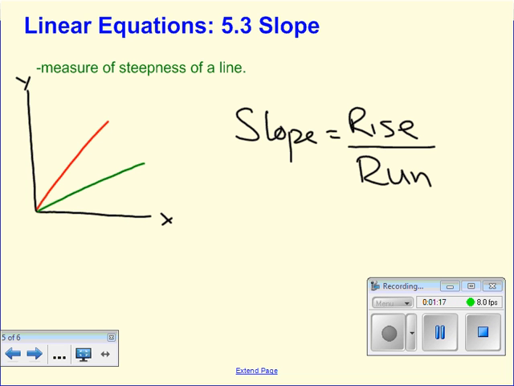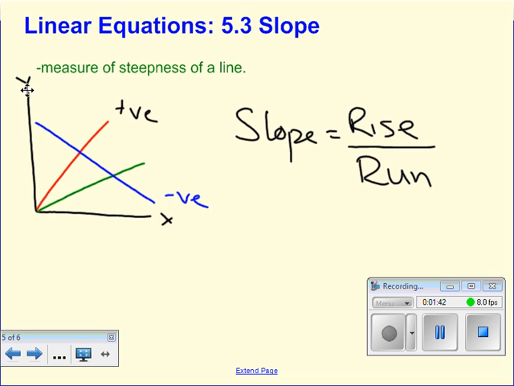Slopes that go up and to the right, these guys are positive. Any slope that goes down to the right is a negative slope. So it's actually going down. You can think about it as the positive ones, you're going uphill. The negative ones, you are going downhill.